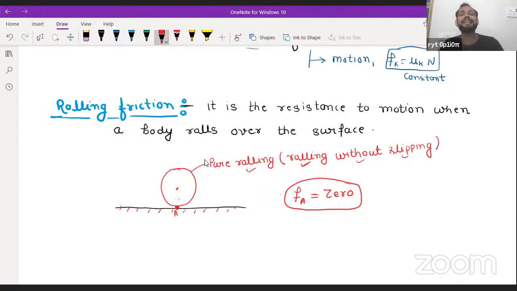But still in that condition, you will feel a resistance. That resistance only is known as the rolling friction. But right now you are interested to know, sir, what is the reason behind that rolling friction? Fine. So actually the cause of the rolling friction is nothing but the non-elastic effects.